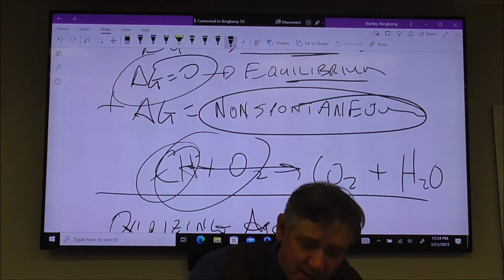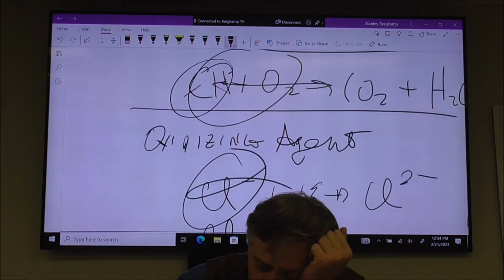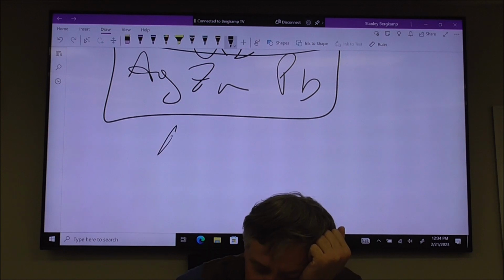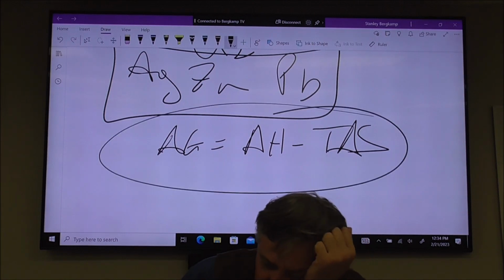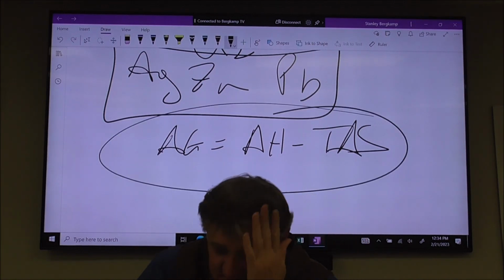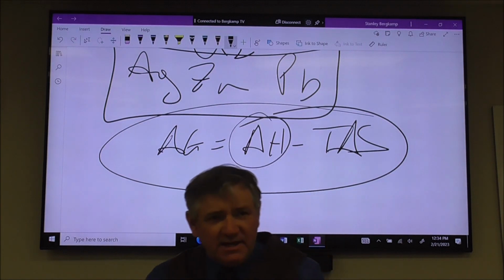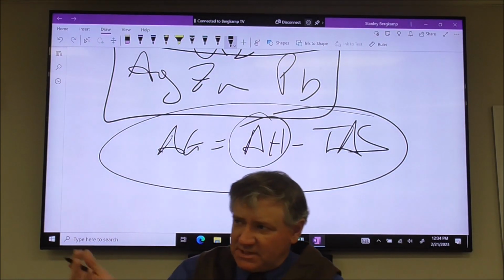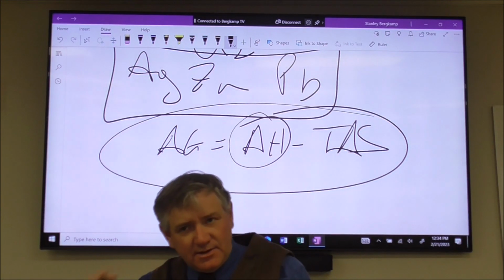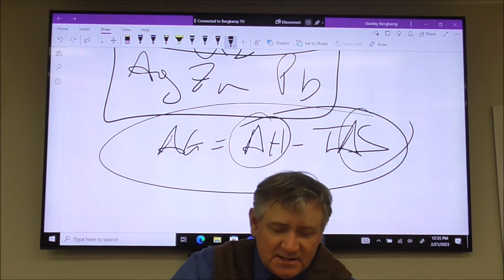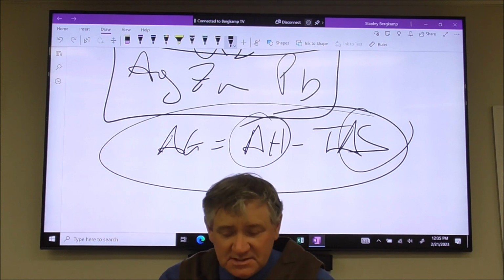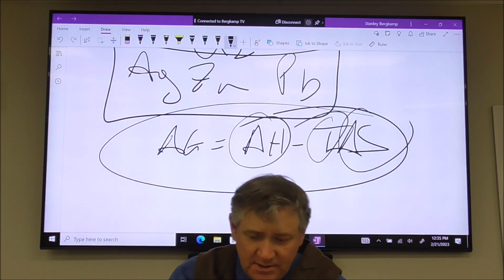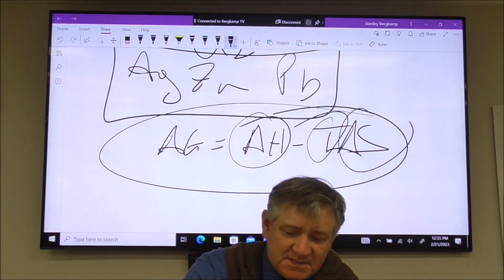Now, we'll go through more about this. You can also calculate delta G as delta H minus T delta S. We'll talk more about this equation later when we get into thermodynamics. Delta H is what we call enthalpy, which is how much energy is released or gained in a reaction. Delta S is what we call entropy, which is a measure of disorder in the system. And T is your temperature. But it's the same idea.